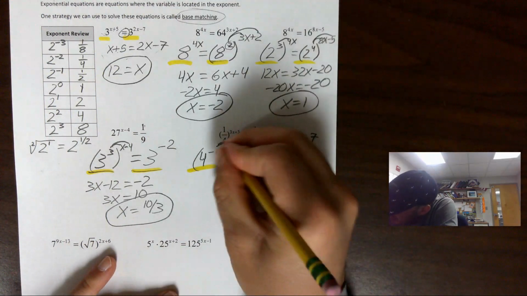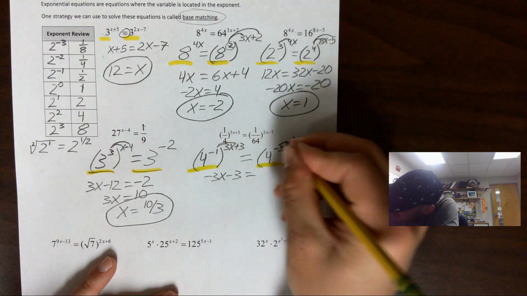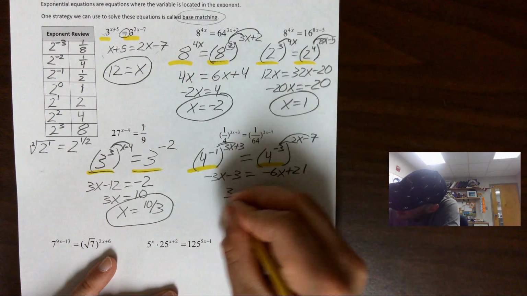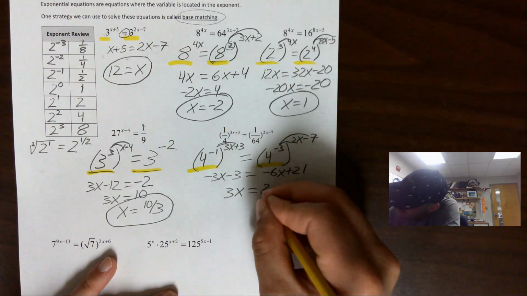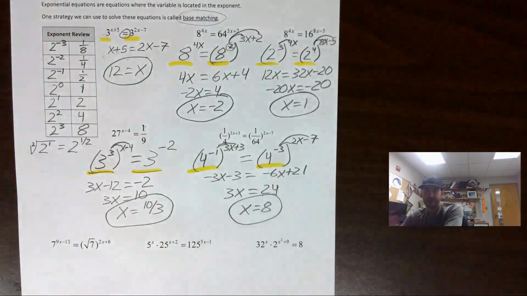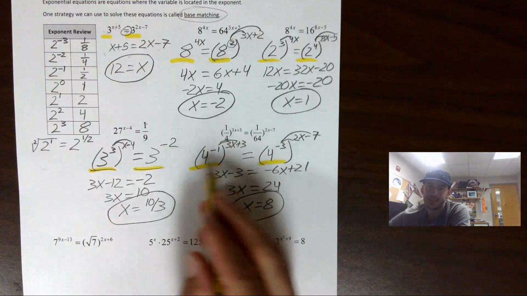So multiply that in, you get -3x minus 3 equals -6x plus 21. 3x equals 24, x equals 8 when we work our way through that. So I'm motoring through the solving because that should be the easy part. The base matching is really what we're working on. How do we get there?